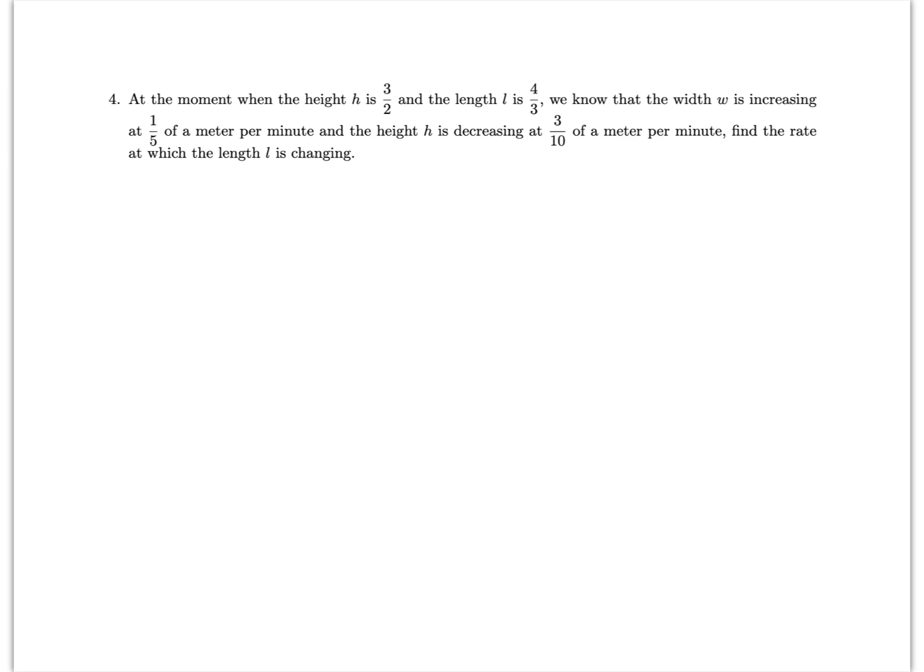At the moment when the height is 3/2 and the length is 4/3, we know that the width W is increasing at 1/5 of a meter per minute, and the height H is decreasing at 3/10 of a meter per minute. Find the rate at which length L is changing. So I'm going to start by writing down what I know and what I want. So what do I know? I know dW/dt, that is the rate at which the width is increasing, is 1/5 or 0.2.